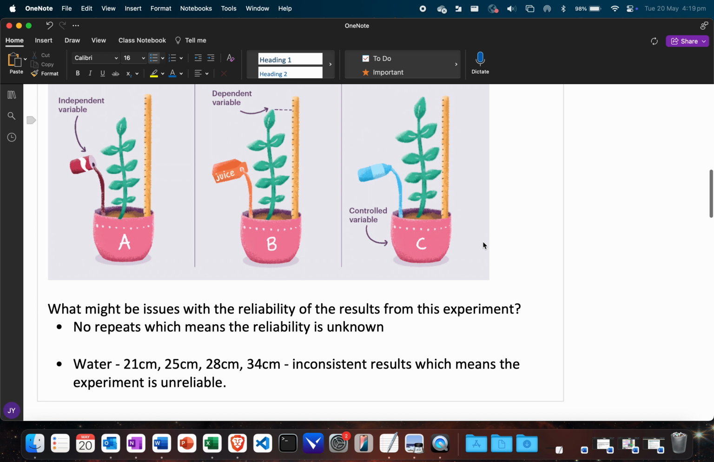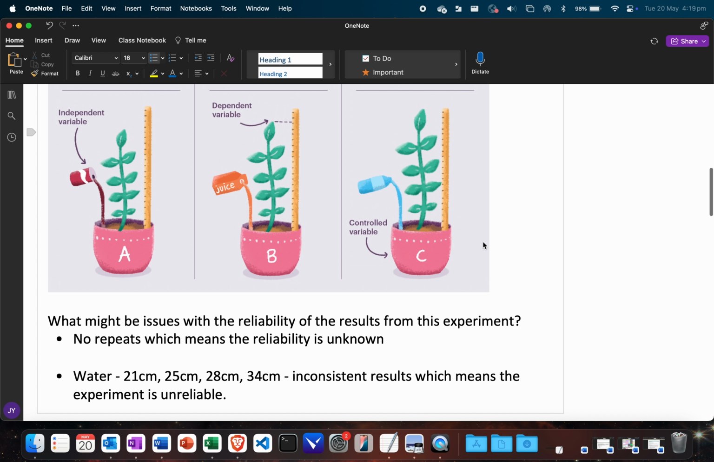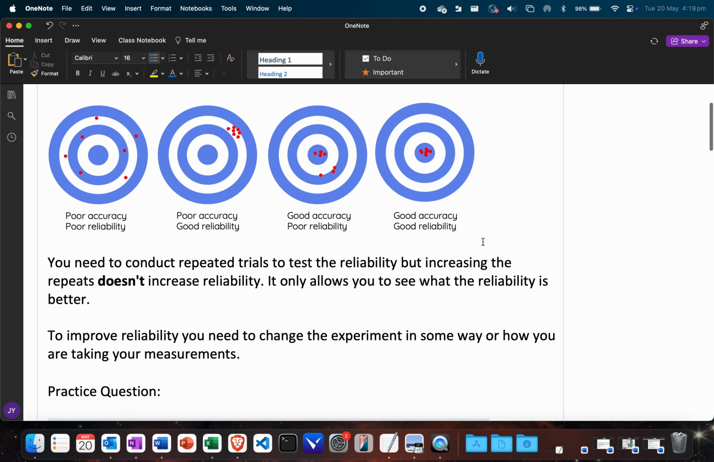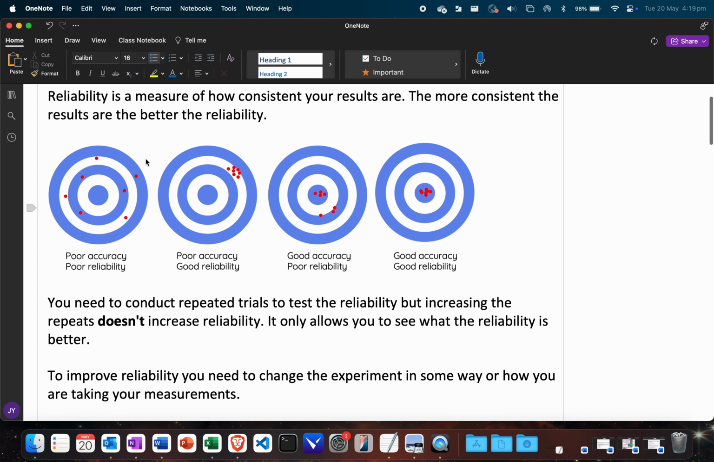So reliability is all about the consistency of results. You need to do repeats to be able to test the reliability. And in order to improve the reliability, you need to change the experiment in some way. If you don't do any repeats, you don't know if it's reliable or not. You have to do repeats.